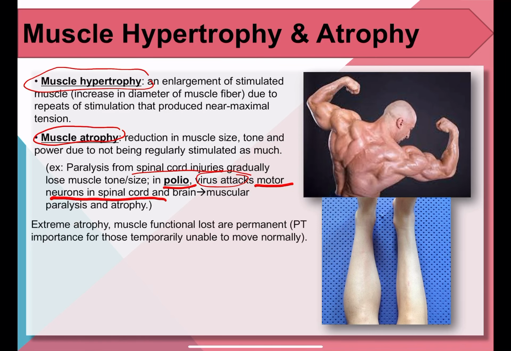Now, for extreme atrophy, muscle functions can actually be permanently lost. So that's why physical therapy is very critical for those who have temporarily lost their ability to move and walk and need to get back on track. So, for example, you have a fracture on one of your ankles or your leg, and hence you were on crutches and a cast for months, and so you haven't been using that muscle for months.